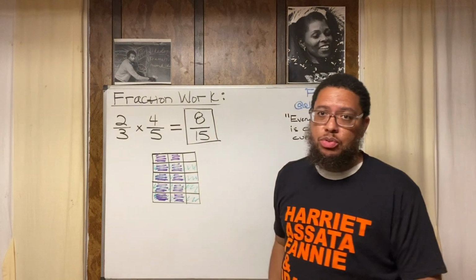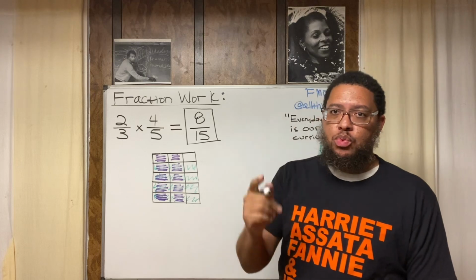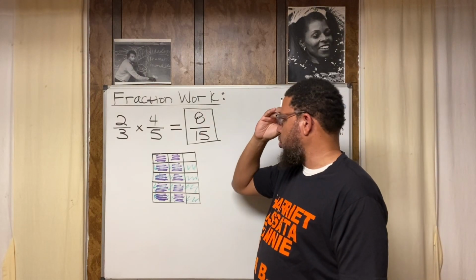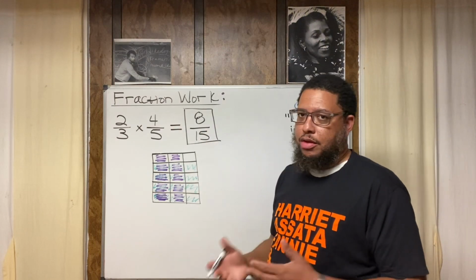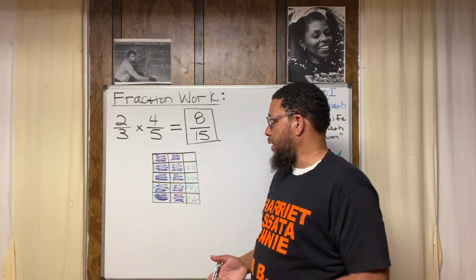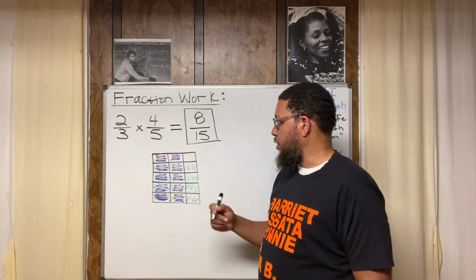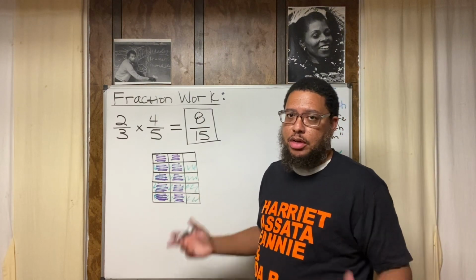And I know I can't reduce it because the common factor between 8 and 15 is 1. There's no other number that 8 and 15 have in common that they can divide by evenly, right? Because the factors of 8 are 8, 1, 4, and 2. The factors of 15 are 15, 1, 5, and 3. They don't have nothing in common except for the number 1.